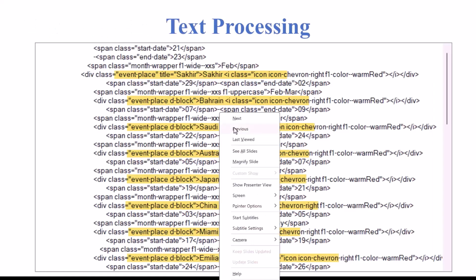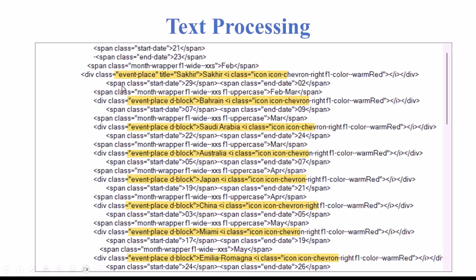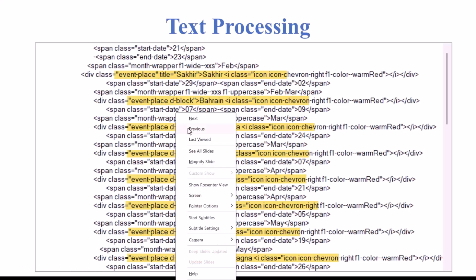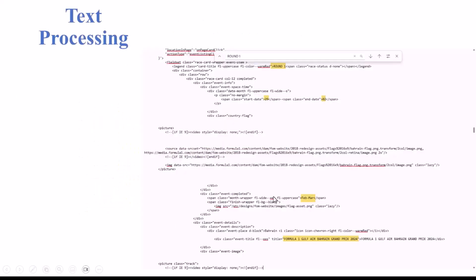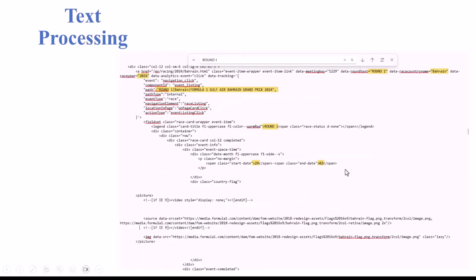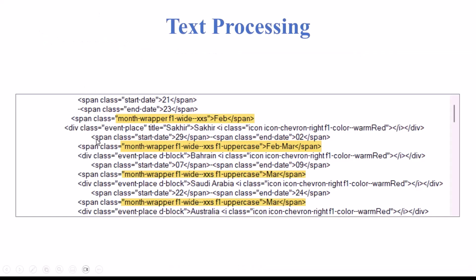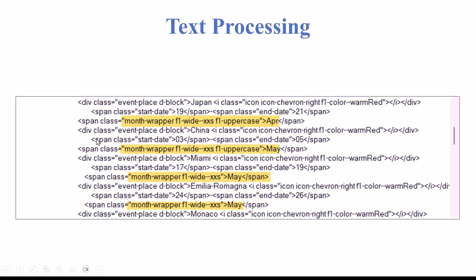Yes, I can use event place, that's going to help me. Month wrapper is going to help me. Start date might help me. Start date, end date. What about location? We need that piece too. Let's go forward on here. Is it showing up anywhere? Event place, Monaco. Yeah, event place, D-block is going to help us there. So we've got a couple things we can actually use here.